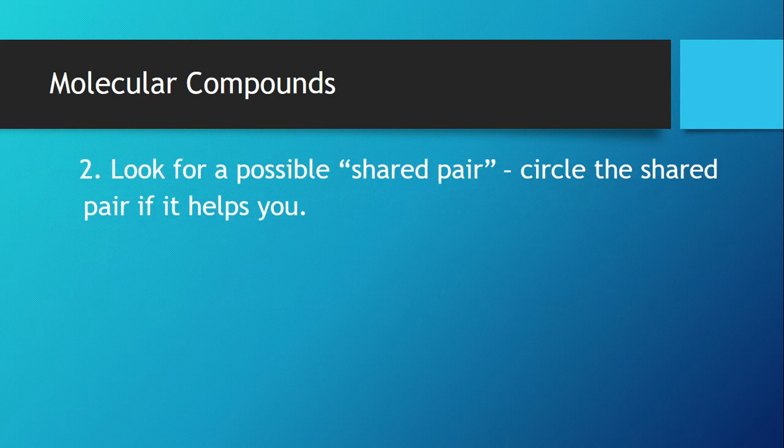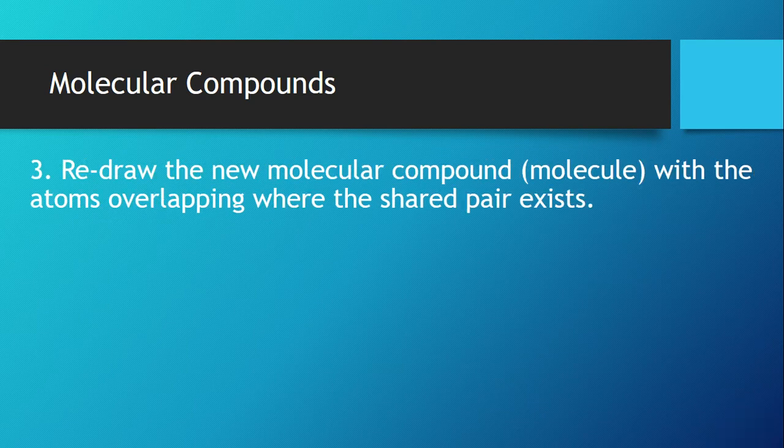So the next step is to look for a possible shared pair. Circle the shared pair if it helps you. And then once you've circled that shared pair, you can redraw the new molecular compound with the atoms overlapping where the shared pair exists. I am just going to show you on my document camera how you can do that, so you can make sure that you're doing that properly.